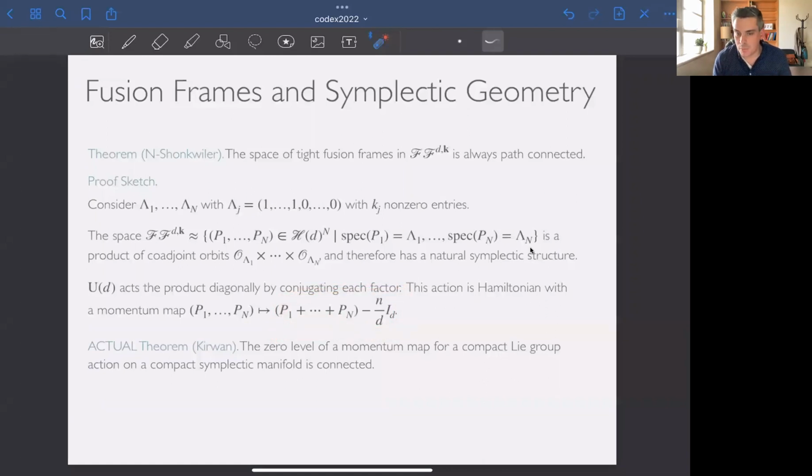Okay, so then here's a real theorem of Kirwan. This is a generalization of Atiyah's theorem, which says that to get connected level sets of momentum maps, you don't need to take a torus action. This works for more general compact Lie groups. So even though this is not a torus acting, we still get a connected level set type result due to Kirwan. And then that proves the theorem, basically. I'm taking the level set of this momentum map in this coadjoint orbit, which is exactly the tight fusion frames, and by Kirwan's result, that's connected.